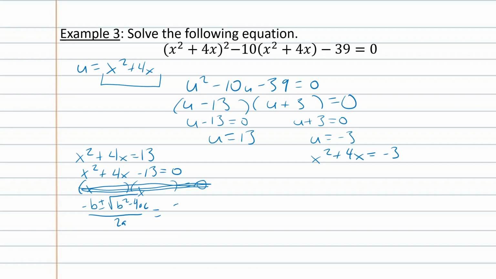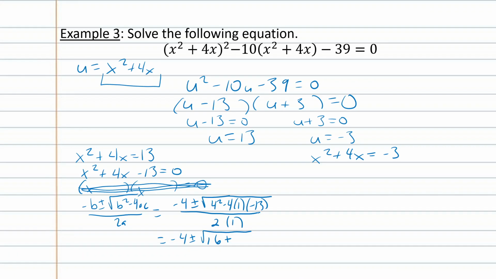So now I'm looking at negative 4 plus or minus the square root of 4 squared minus 4 times a times c, all over 2 times a, which is 1. Now we just get to simplify. Negative 4 plus or minus 4 squared is 16. Negative 4 and 13 give you a positive, let's see, 4 times 13.